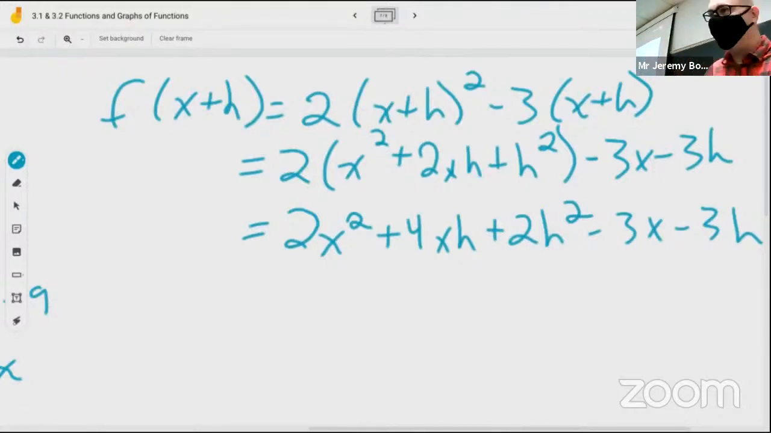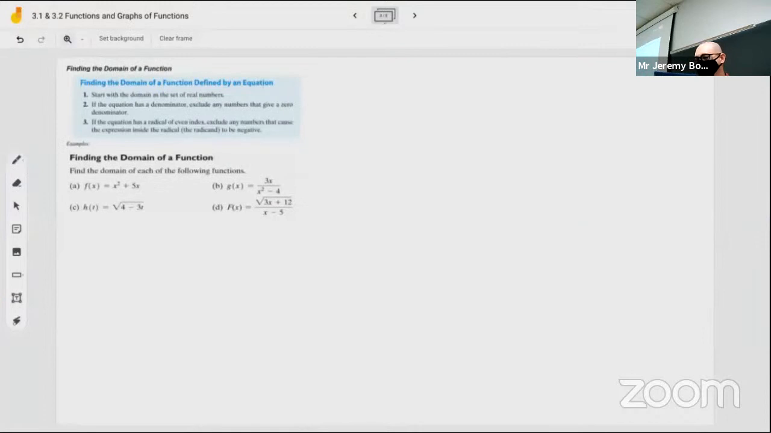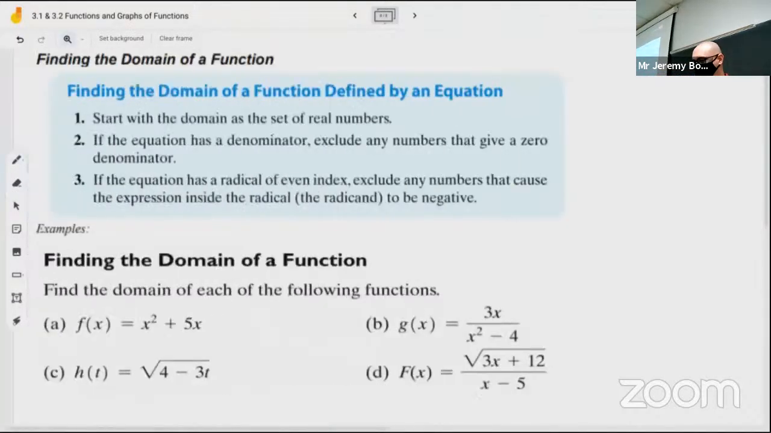Any questions on f of x plus h? Cool. So if you understand that, that's good, especially the negative f of x and the f of negative x. We're going to be using that tomorrow. So make sure you understand that.